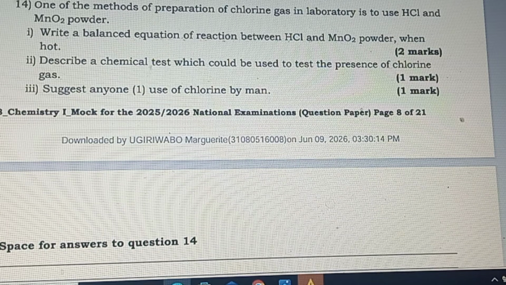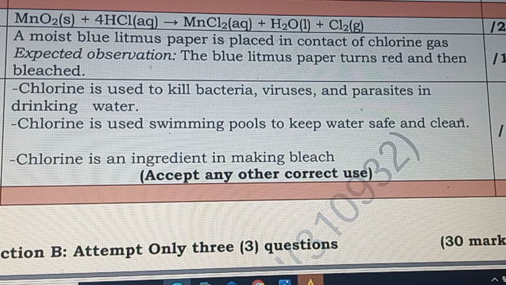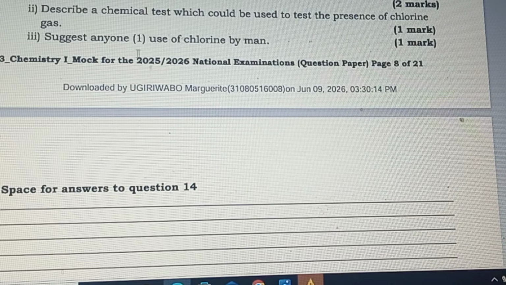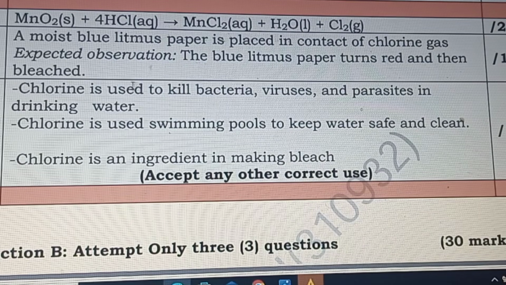Let's see also the chemical test for the presence of chlorine. When we put blue litmus paper in chlorine gas, the observation is that the blue litmus paper turns red and then is bleached, means it becomes white. And suggest any use of chlorine, we see it is this one.